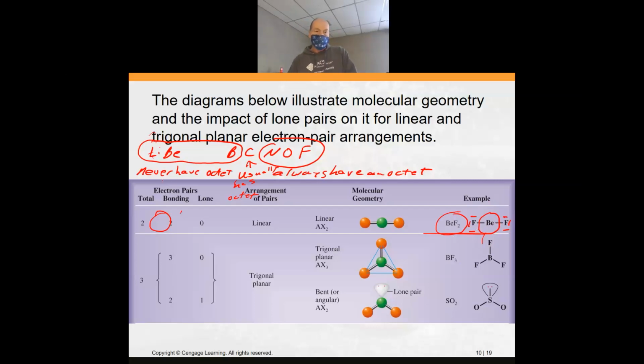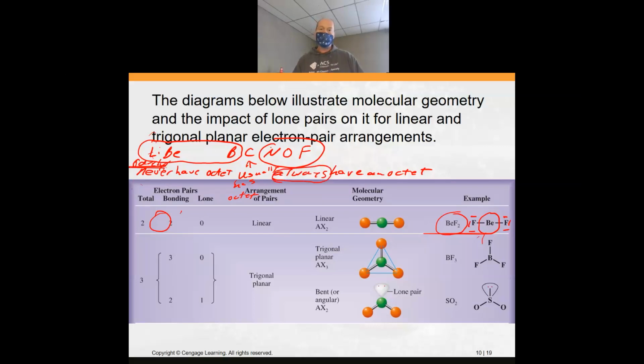So I guess I shouldn't put never. Rarely. Never is kind of strong. You can put an octet there, but you would have many, many formal charges. So rarely does it have an octet. Usually it has an octet, but this one is correct as always.